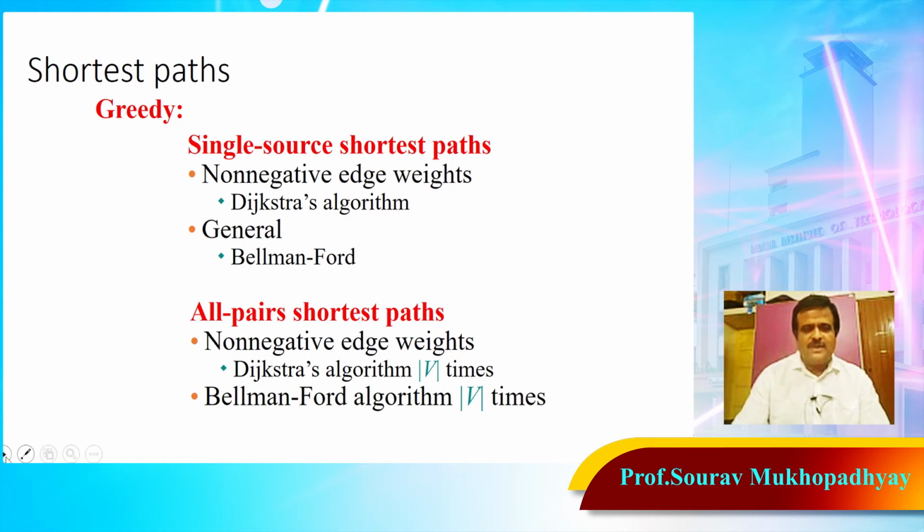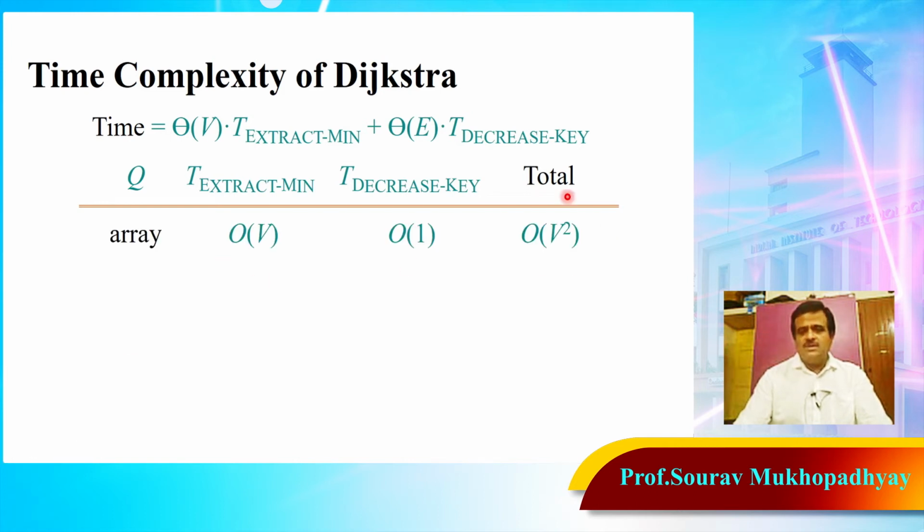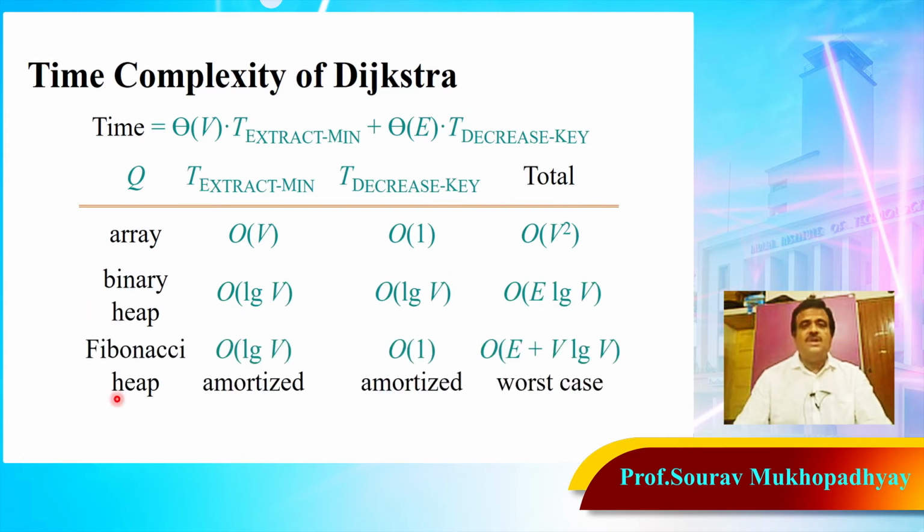We will see this time complexity. For that, let us recap the time complexity of Dijkstra's algorithm. Dijkstra's time complexity was of this form. If we use the array, then this is the total time we have discussed, and if we use the binary heap, this time we have already discussed. Now, if we use the new data structure called Fibonacci heap, then this is the cost for extract min and this is the amortized cost for decrease key. Amortized cost we will discuss in future lectures. This is the worst case time complexity, order of E plus V log V.